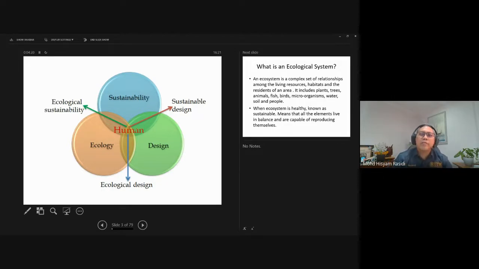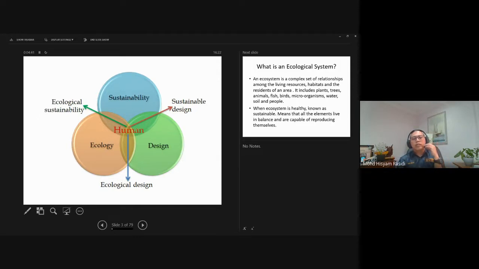Okay, design is something that you are trying to blend, trying to create, but you must be sensitive in terms of taking care of the existing ecosystem, or it's something that you can contribute to establish a better ecosystem. And the third one is about the ecology.